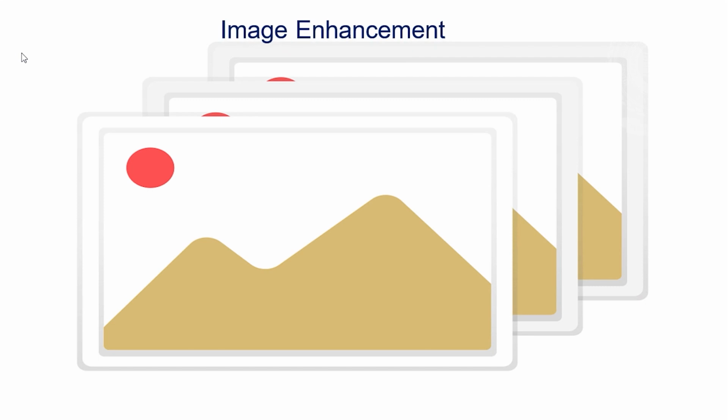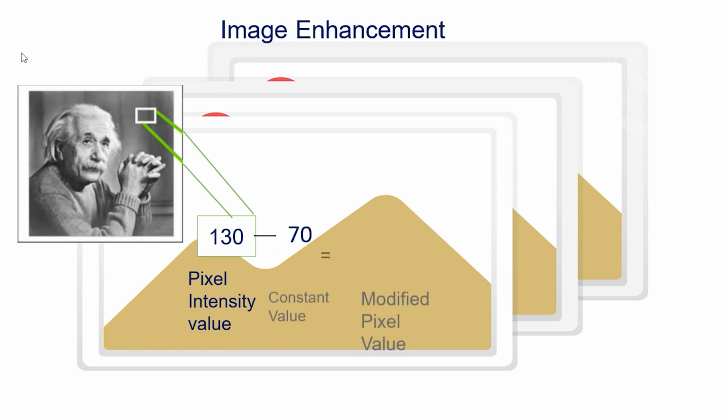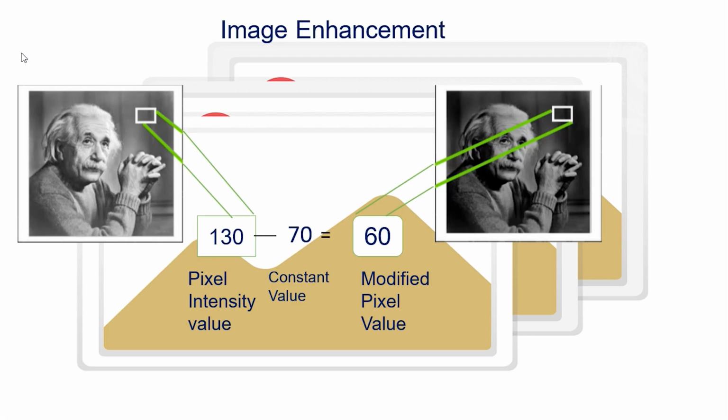Now let's take a look at a basic example of image enhancement and understand how a simple subtraction operation can be applied to enhance the quality of the image. Suppose an image is overexposed and needs a reduction in brightness. Then simply by subtracting a constant number from the pixel intensity values, we can reduce the brightness of the image to make it look more realistic.